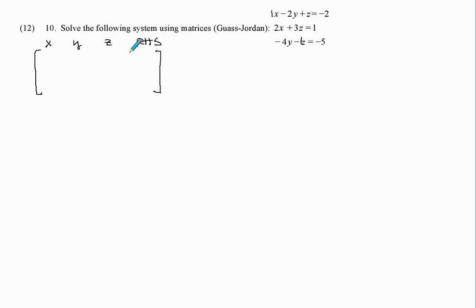In this first equation, we've got 1x, negative 2y, and 1z. So 1 in the x, negative 2 in the y, 1 in the z, and our right-hand side, negative 2. Second row, 2x, no y term, 3z. So 2 in the x, 0y, 3z, right-hand side is 1. Last equation, there's no x term, negative 4y, negative 1z. So no x term, negative 4y, negative 1z. And then our right-hand side is negative 5.